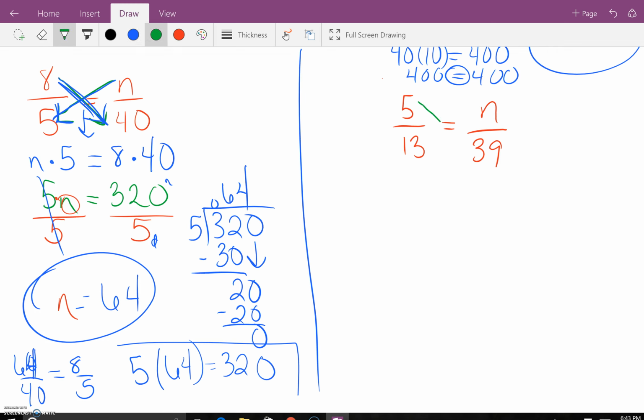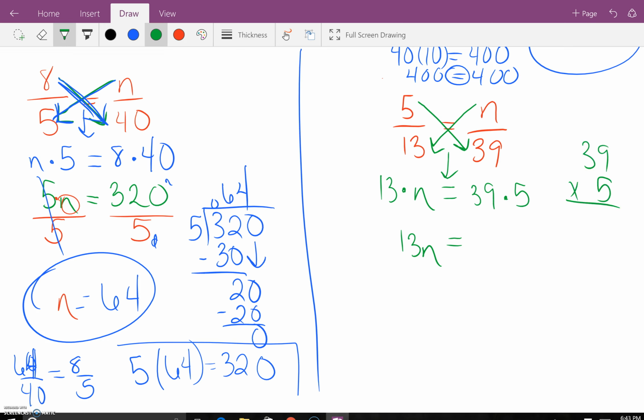For the last one, top left diagonal, top right diagonal, and you're going to set them equal to each other. The left side, 13 times n, or n times 13. On the right side, 39 times 5, or 5 times 39. Clean this up a little bit, and you're left with 13n, and I'm going to use my workspace to multiply this larger number, and I get 195.